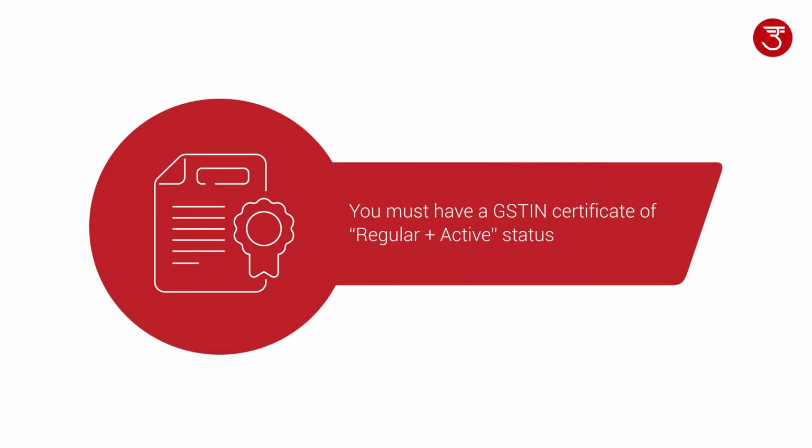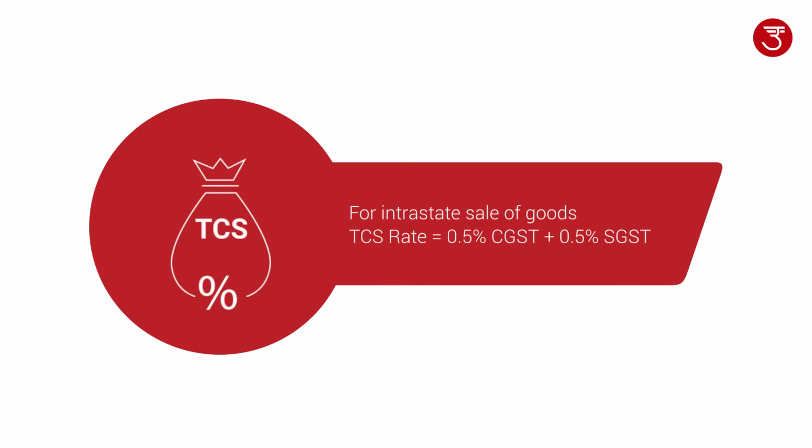You must have a GSTIN certificate of regular plus active status. For intrastate sale of goods, TCS rate will be 0.5% CGST plus 0.5% SGST. For interstate sale of goods, the TCS rate would be 1% IGST.